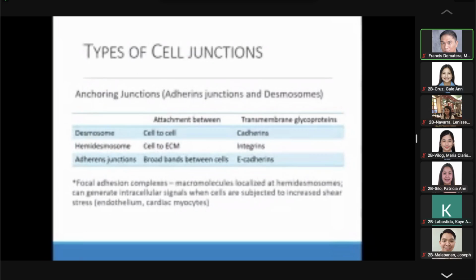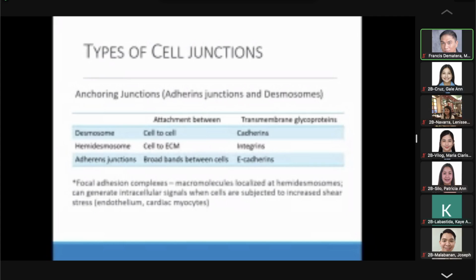So the next are anchoring junctions. Here we have adherence junctions and desmosomes. The anchoring junctions attach cells and their cytoskeletons to other cells or the extracellular matrix. So for desmosomes, we have the cell-to-cell attachment, and the transmembrane glycoproteins are cadherins. The same for adherence junctions, the glycoprotein is E-cadherin. For hemidesmosomes, these attach the cells to the extracellular matrix, and its glycoproteins are integrins.